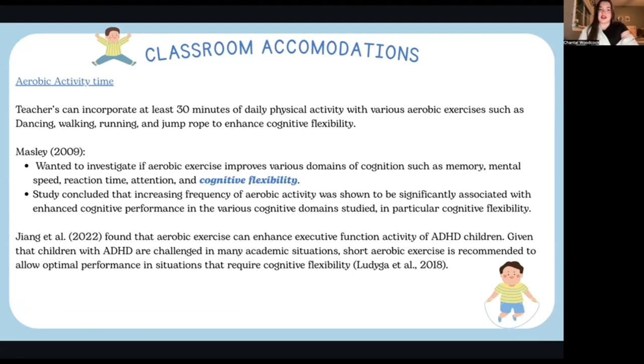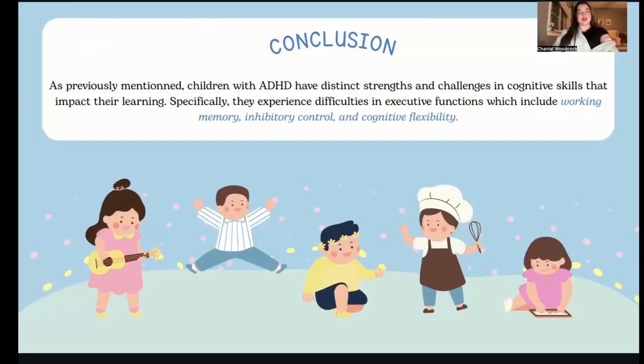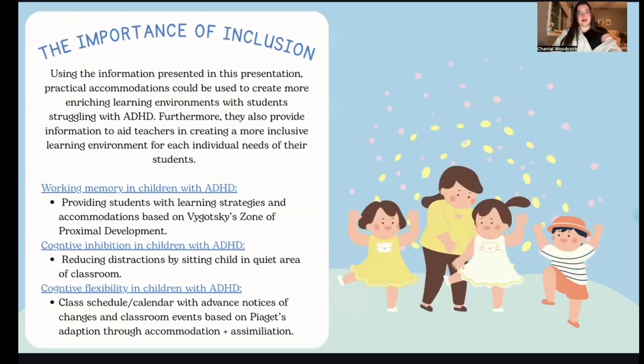Yang and al. study found that aerobic exercise can enhance the executive functions activity of ADHD children, and given that children with ADHD are challenged in many academic situations, short aerobic exercise is recommended to allow optimal performance in situations that require cognitive flexibility. As previously mentioned, children with ADHD have distinct strengths and challenges in cognitive skills that impact their learning. Specifically, they experience difficulties in executive functions, which include working memory, inhibitory control, and cognitive flexibility.